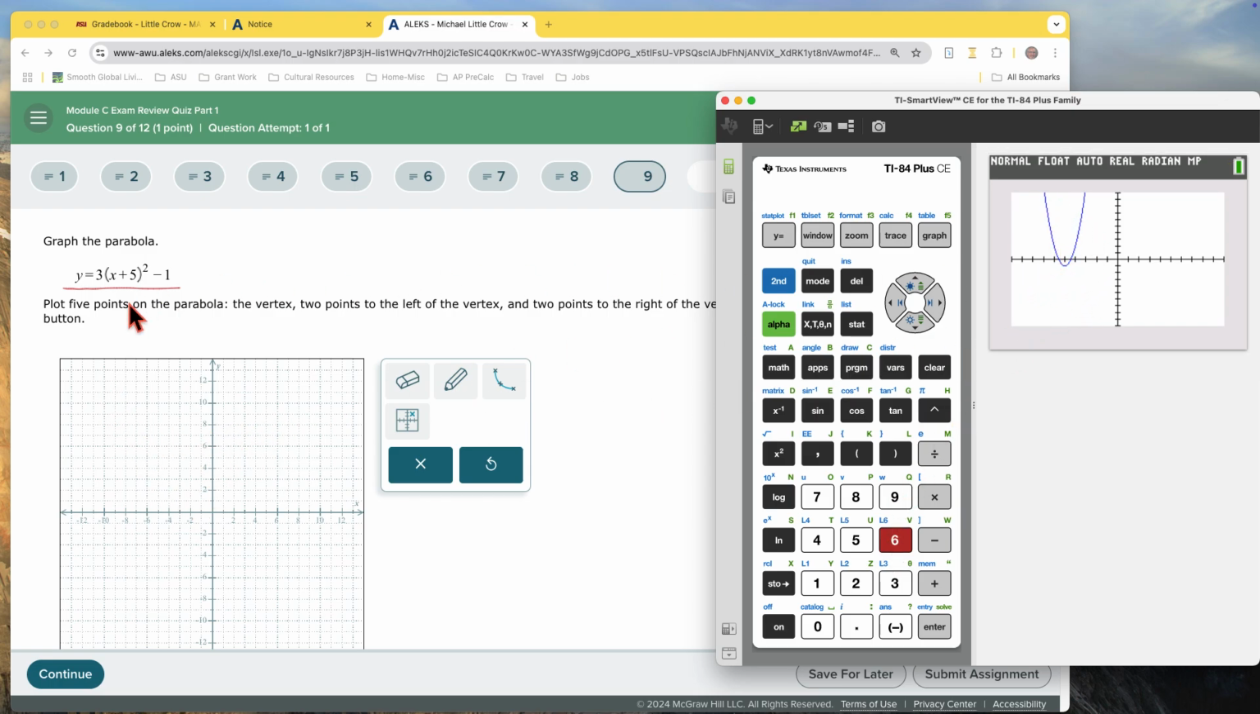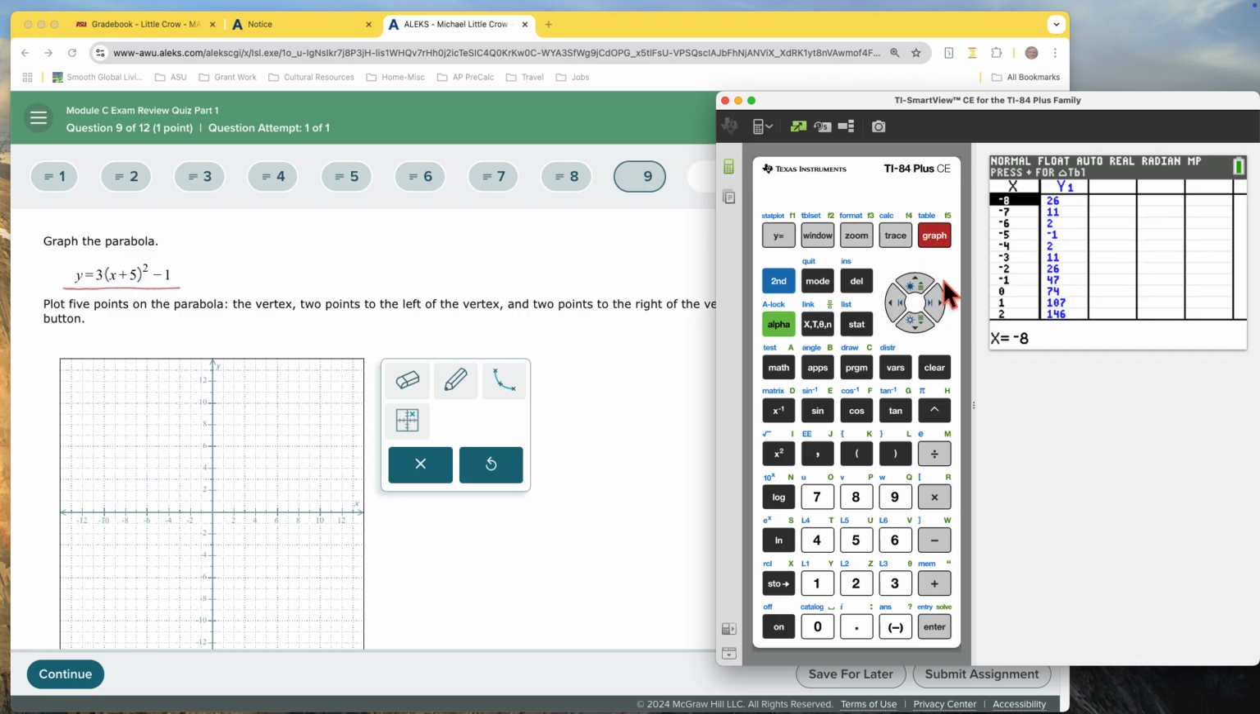What we can do is find these points right here. If we go second table, we can see we're on the negative side: 1, 2, 3, 4, 5. We're at negative 5. And the table came up nice. Here's our negative 5. You can see a minimum there at negative 1. And then you can see 2 points to the left, negative 6 and negative 7. There's 2 points. And you can see 2 points to the right. So we can actually just go ahead and enter that in.